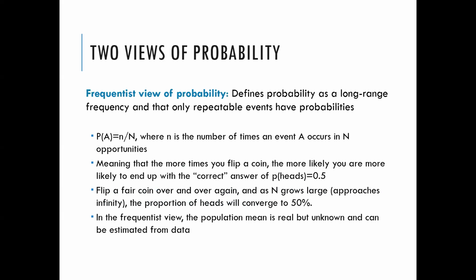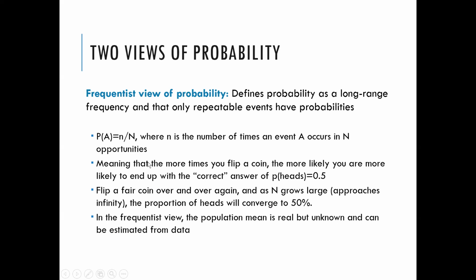Before I do that, I want to talk about two views of probability. So by and large, the most popular view is the frequentist view of probability. And that defines probability as a long-range frequency, and that only repeatable events have probabilities. So remember, probability is the number of times an event can occur over the number of all other possibilities.